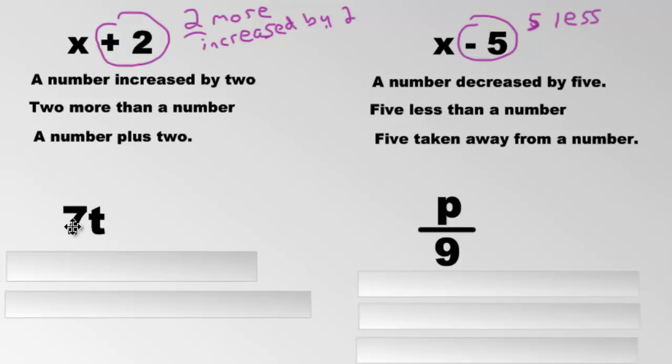What about this one? 7t. There's no multiplication or division or adding or anything here. What is it? It's multiply, right? If you don't see a symbol, it's multiplication.